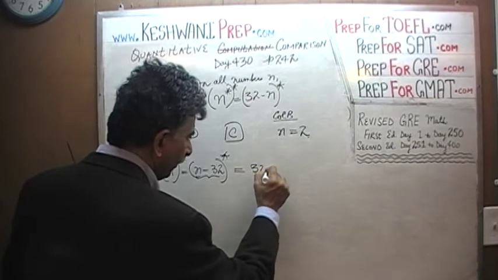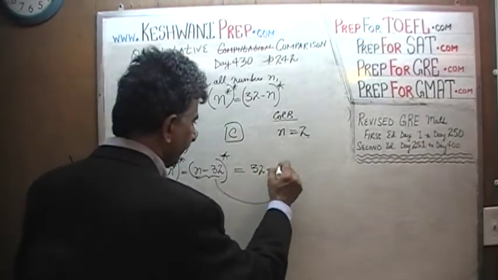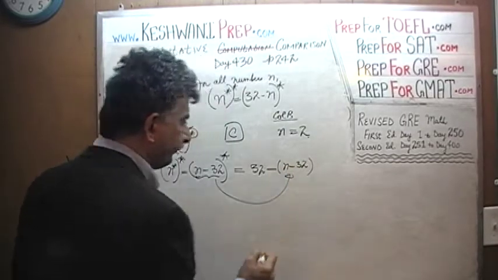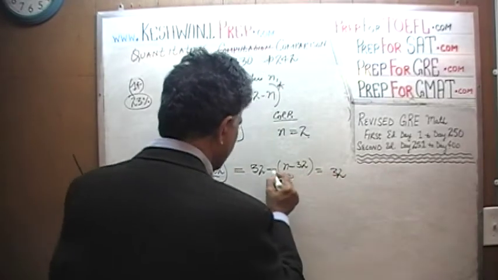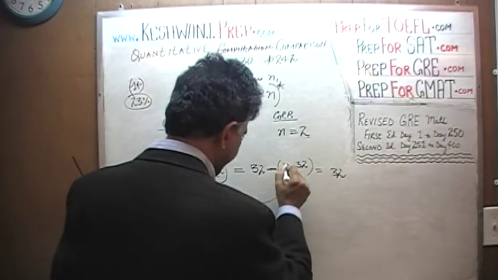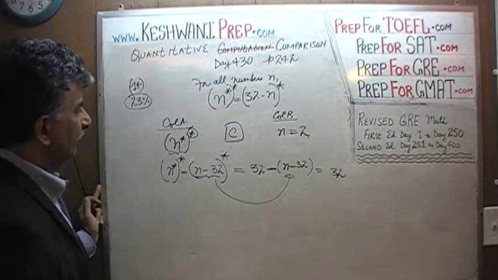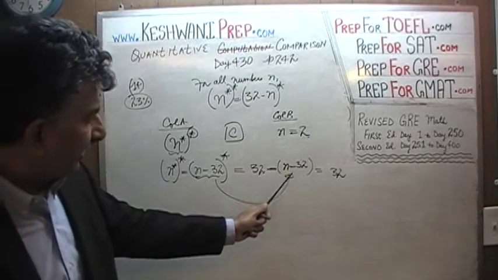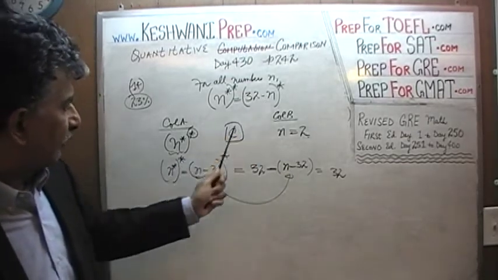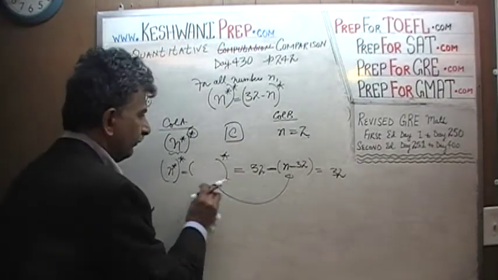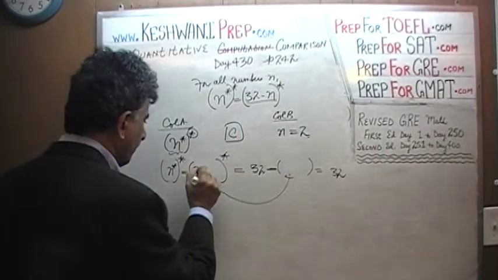Here's our 32, and we're going to subtract from it whatever it is that we see here, which is n minus 32. And when we do that, what we find is that we get 32 minus, and the minus will become minus n. Something has gone wrong drastically. Ah, I made a mistake. It is not n minus 32, it is 32 minus n. It is not n star is n minus 32, it's 32 minus n.